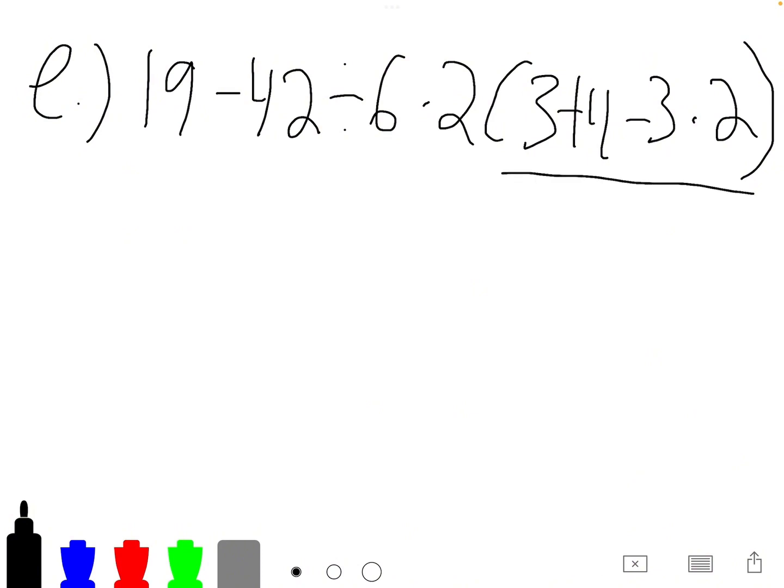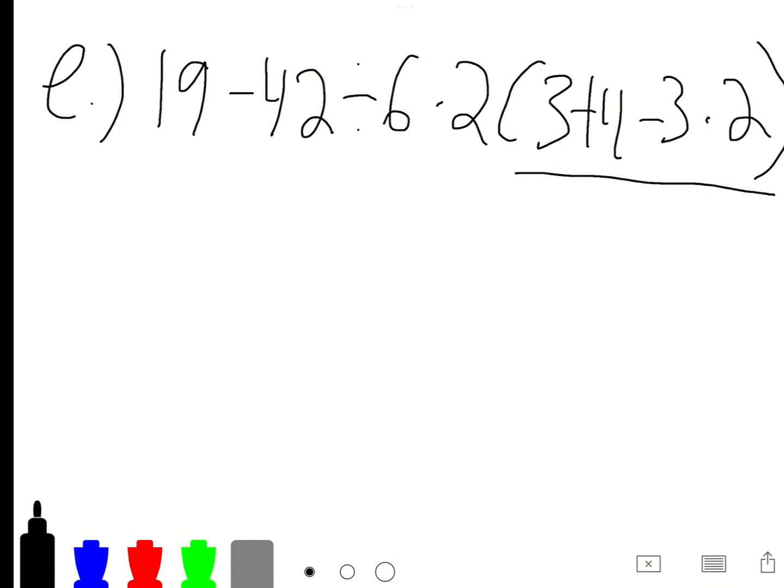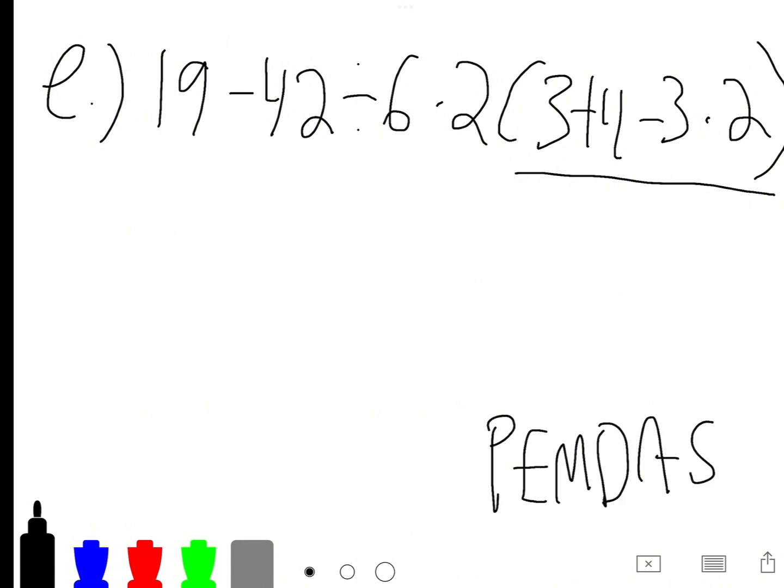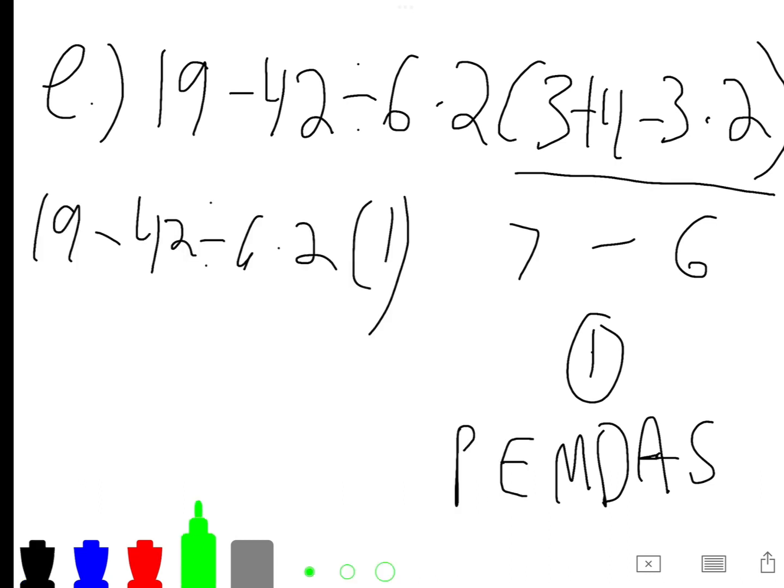I'm going to do the parentheses first. These are your order of operations, so we're going to do parentheses first, and multiply. 3 times 2 is 6. 3 plus 4 is 7. 7 minus 6 is 1. So now, this is what you're left with: 19 minus 42 divided by 6 times 2 times 1.